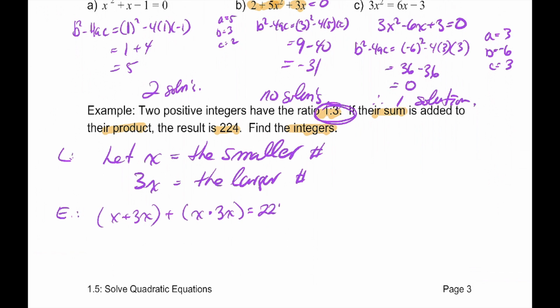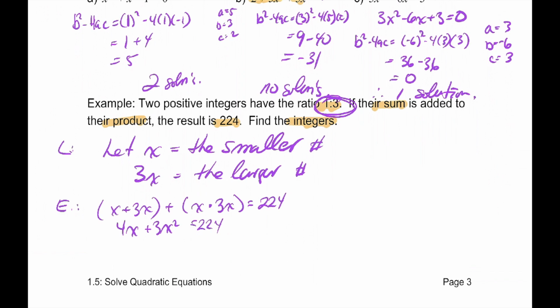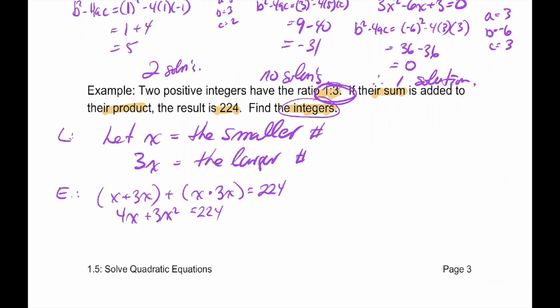to be 224. So here we get 4x plus 3x squared is equal to 224. And my guess is that this is going to be factorable. In fact, I know it's going to be factorable because the answer is an integer. So if it's going to be an integer, one of the zeros must be an integer. So here we're going to subtract 224 from both sides. So we get 3x squared plus 4x minus 224 is equal to 0.